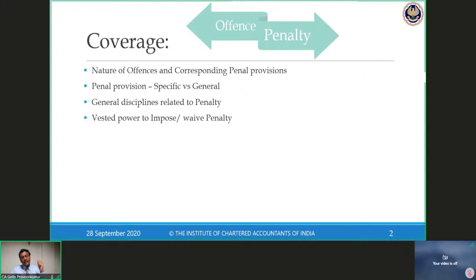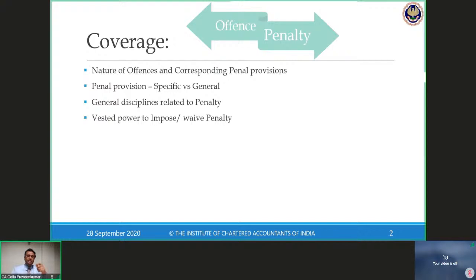Now, all along we were talking, whenever there is an offense, there is a penal action to be taken. Now, can there be a scenario where there is an overlooking of my offense? Can there be a condonation of an offense? When I say condonation, this is a technical term. Write in your working notes the term called condonation.